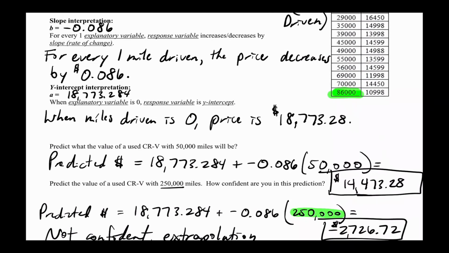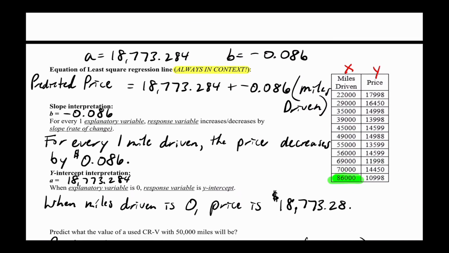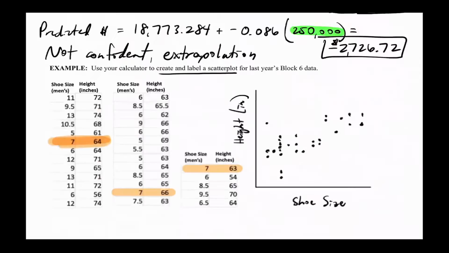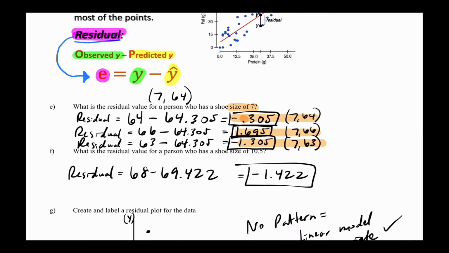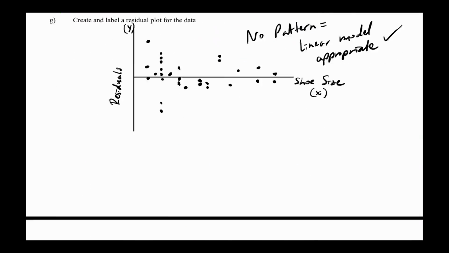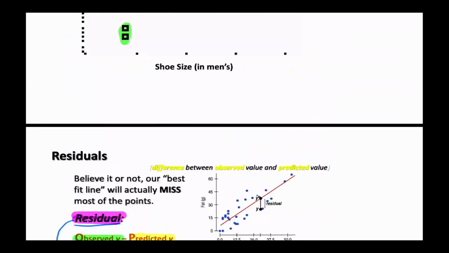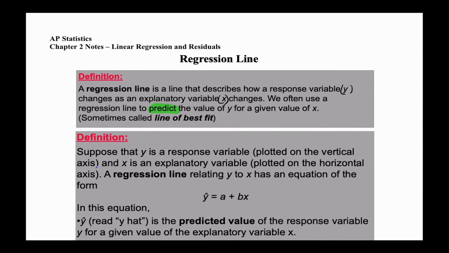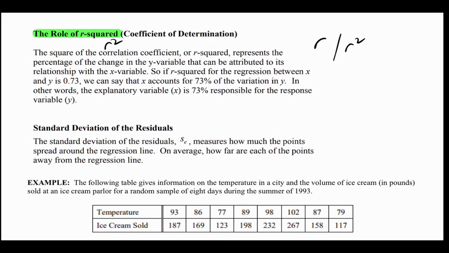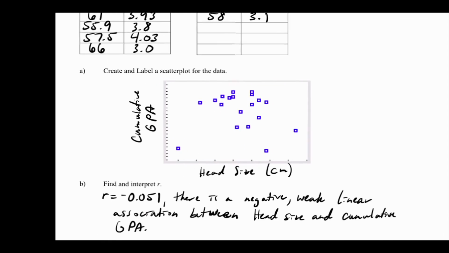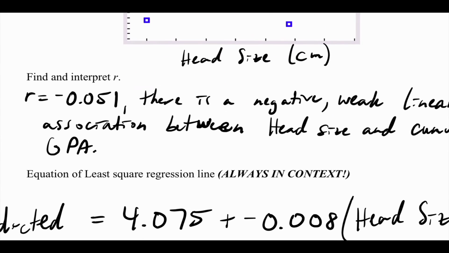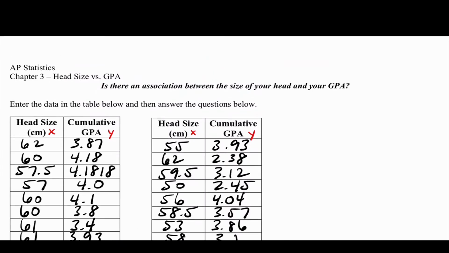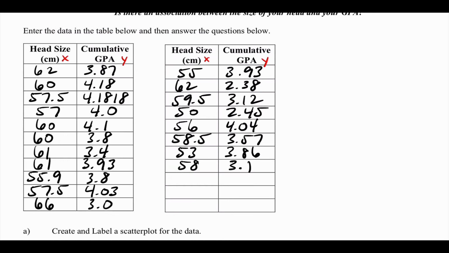Let me get another one. Did we do R for this guy? I don't think we did. Where's R? Let's see if we can get another R here. There we go. Let's do the one we just talked about. A lot of you got this one. The one we did yesterday. We talked about head size and GPA.